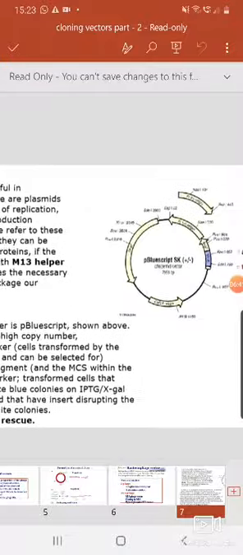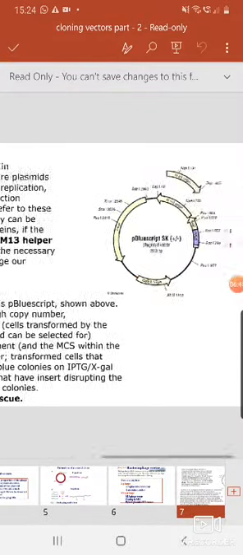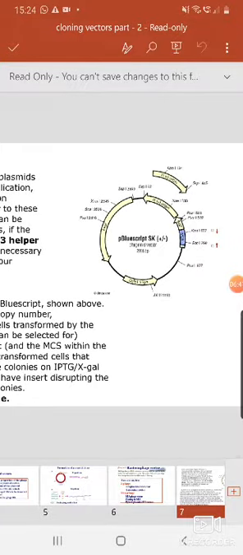Now, M13, which is named phagemid. This is the typical structure of a phagemid. The name is Bluescript. This is a commercially available vector extensively used in DNA sequencing. What is the characteristic feature of this? If you can see the multiple cloning site, this is the blue colored one. It is fused with the lacZ, so this is expressed as a fusion protein, and you can do a complementation reaction if you want.